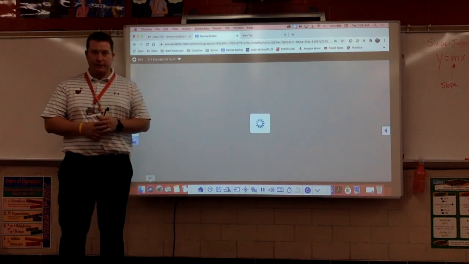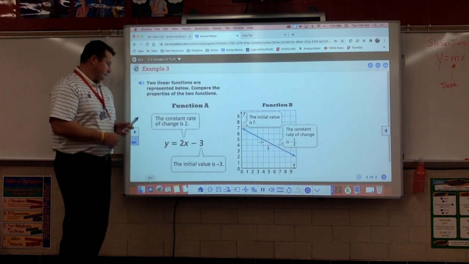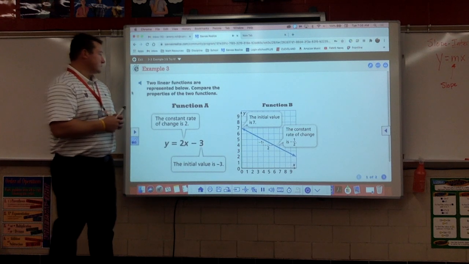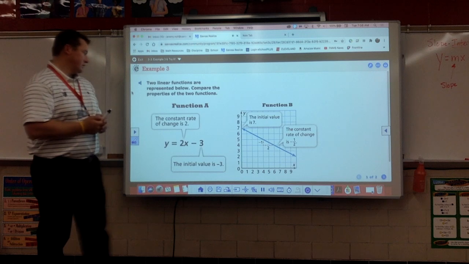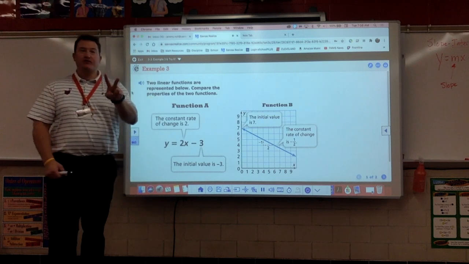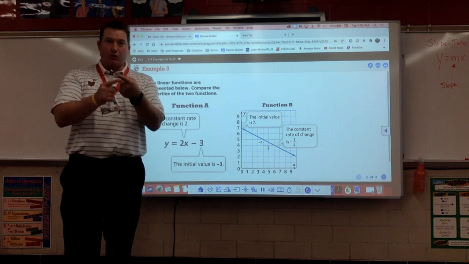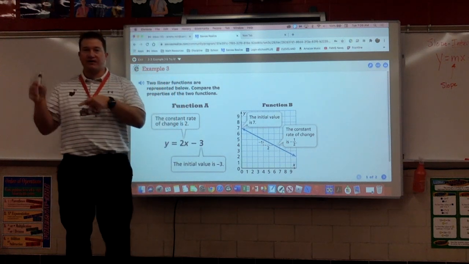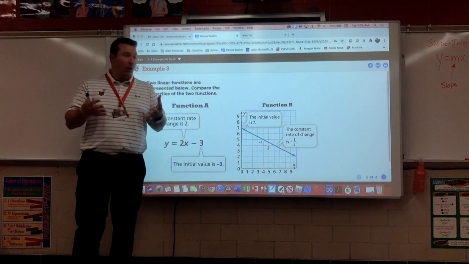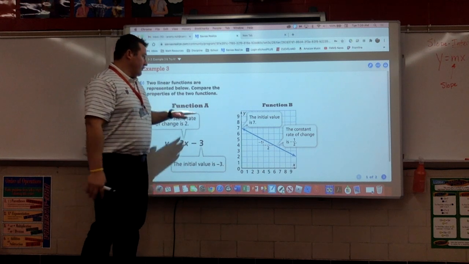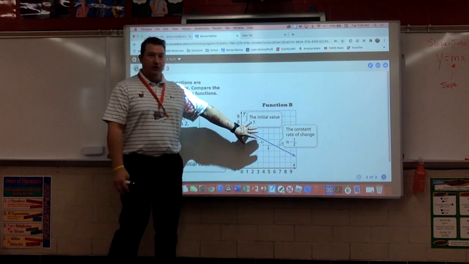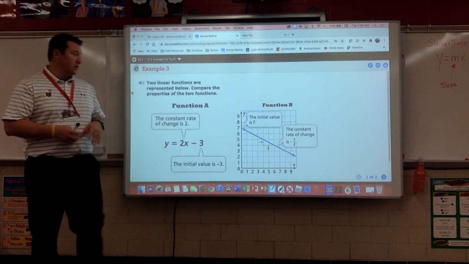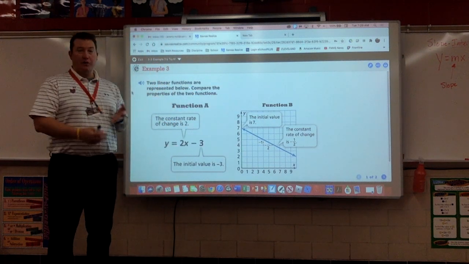So example 2, we only got one more, unfortunately. Example 3. Here we go. Two linear functions are represented below. Compare the properties of the two functions. So again, we only have two properties we're looking at, gang: rate of change, also known as slope, and the y-intercept, also known as the initial value or the starting quantity. So we got two functions, function A and function B. This one's on a graph. This one's just merely an equation. And it just says compare the properties.